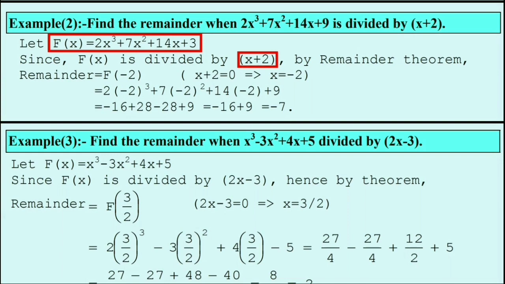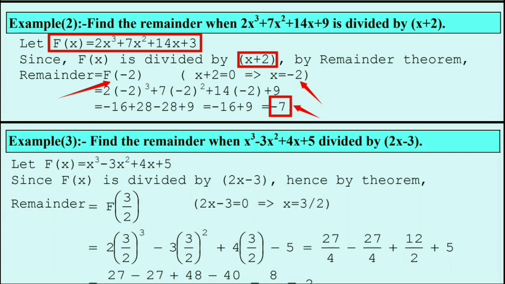So here to make x plus 2 zero, we need to replace x with minus 2. So according to the theorem, it's very much clear that f(x) when divided by x plus 2, the remainder obtained is given by the expression f(minus 2). So now we replace all x with minus 2 in the value given by f(x), and we simplify that, and we find that the remainder obtained is minus 7. So this example is over.